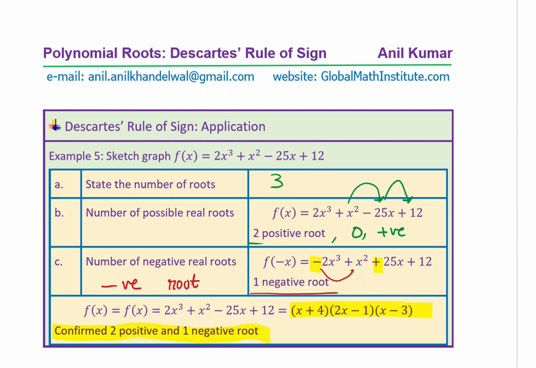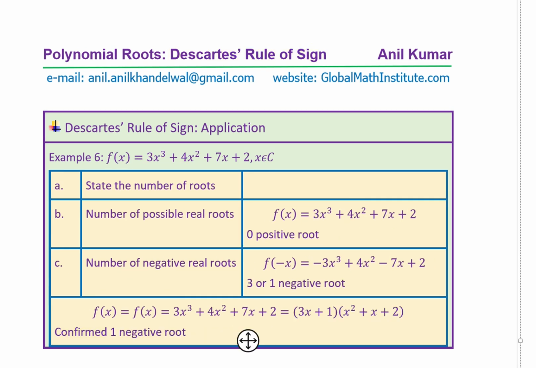The idea is to understand Descartes' rule of signs, and I hope by now you got the concept. Let's go through the last two questions now. We again have a cubic equation, 3x cubed plus 4x squared plus 7x plus 2. So how many roots do we have for this equation?